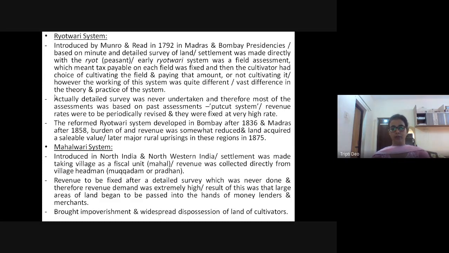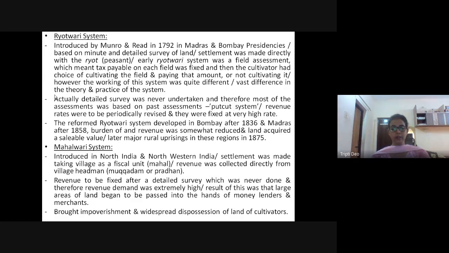It had to be revised over a period of time. But they never conducted the survey in the first place. So the land revenue was fixed on the basis of previous assessments. Therefore the revenue rates were very, very high. They were extreme, the demand was extremely high.